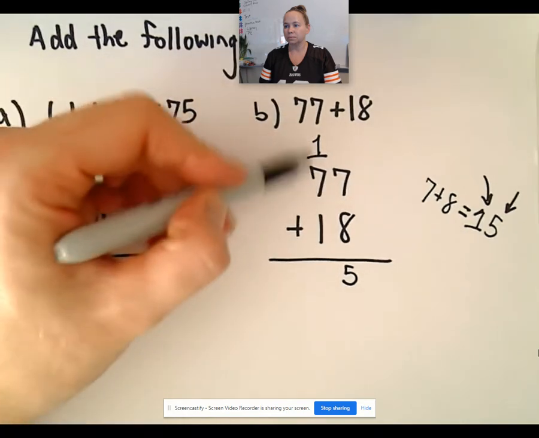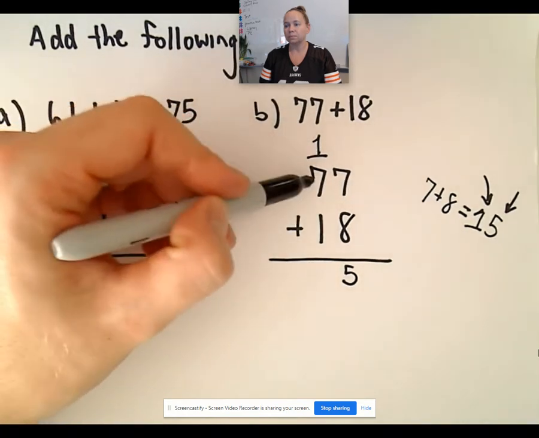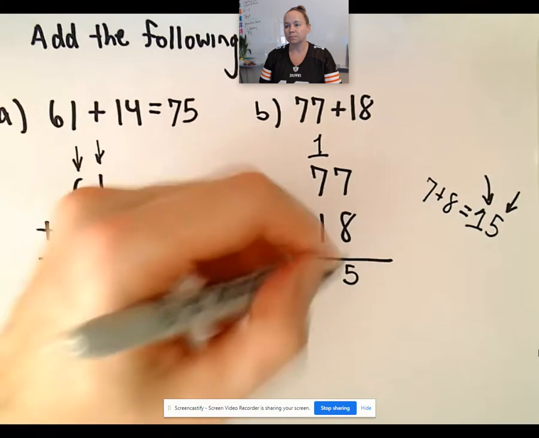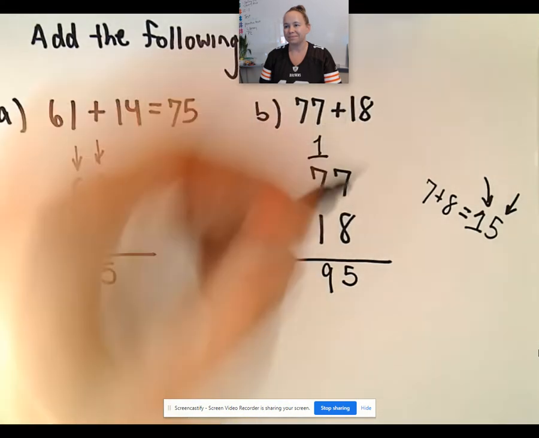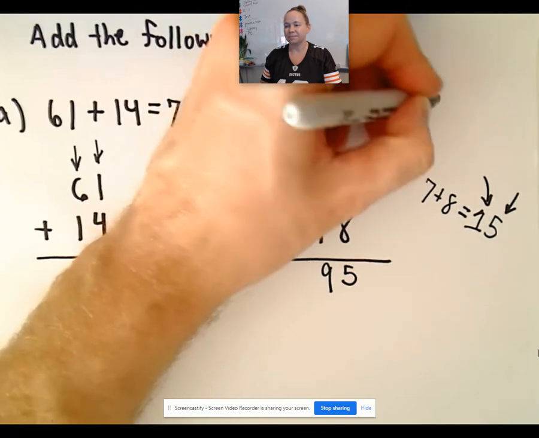So then I'm just going to add, again, everything in my column. So 1 plus 7 is 8, plus 1 is 9, and it says 77 plus 18. That's going to give us 95.